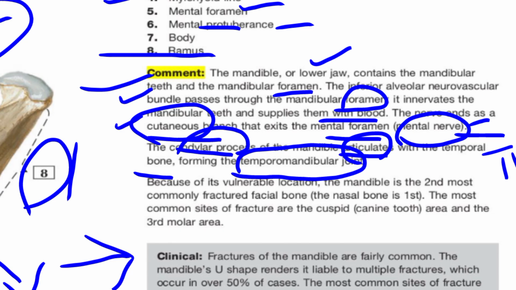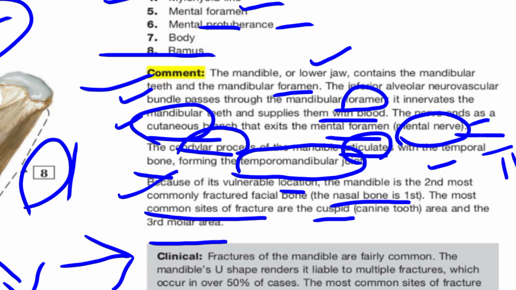Because of its vulnerable location, the mandible is the second most commonly fractured facial bone. This is important from the MCQ point of view. And the nasal bone is the first. Nasal bone first, and second is the mandible. The most common sites of fracture are the cuspid area and the third molar area. These are also very important. Cuspid, canine tooth, and the third molar area.